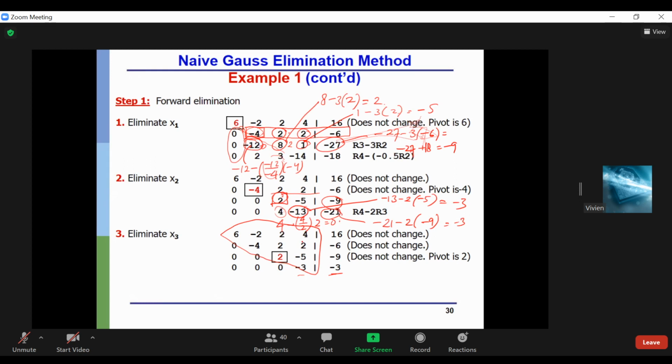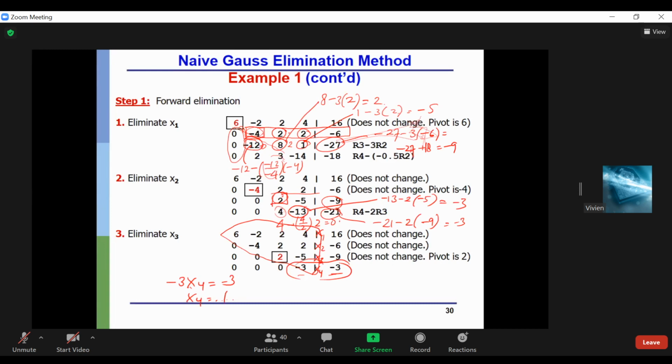Now we continue to the second stage, which is doing the backward substitution. So remember again, this is actually to find x1, x2, x3, and x4. Once we have that, we can work on x4 first. So that means minus 3x4 equals minus 3, so that we can find the value of x4, which is 1.